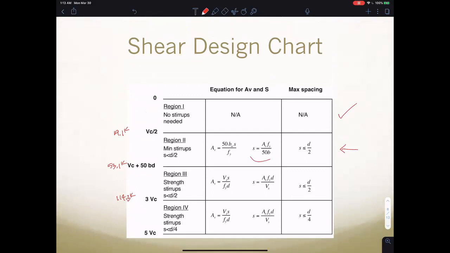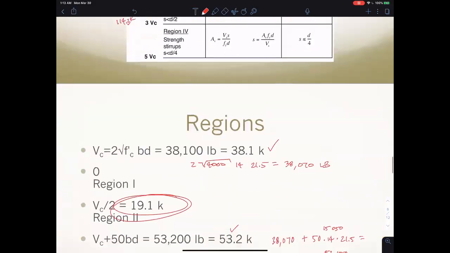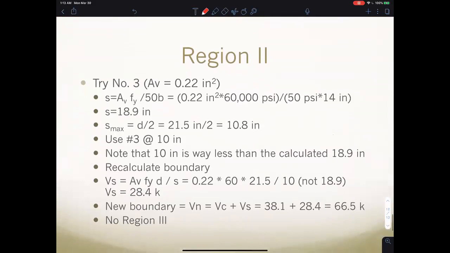This is the equation we're gonna use, okay. S equals AV FY over 50B, and we have to make sure that the spacing is less than D over 2. So region 2, okay. We're gonna try a number 3. AS for a number 3 is 0.11 square inches, but a stirrup has 2 legs, so AV is twice that, 0.22 square inches.